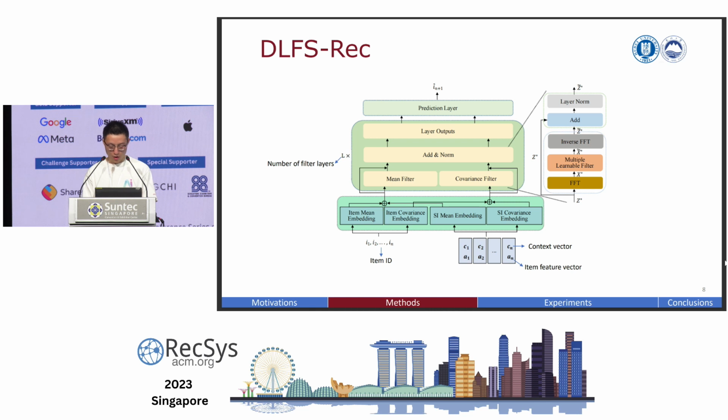Here's the architecture of our proposed model, which consists of the embedding layer, stacked learnable filter layers, and the prediction layer. Within the embedding layer, we represent both items and side information using Gaussian distributions and subsequently fuse their representations. The fused embedding sequence is then passed through L stacked learnable filter layers to reduce noise. This process generates inferred item representations used for predicting the next item in the sequence. For more details, please refer to our research paper.